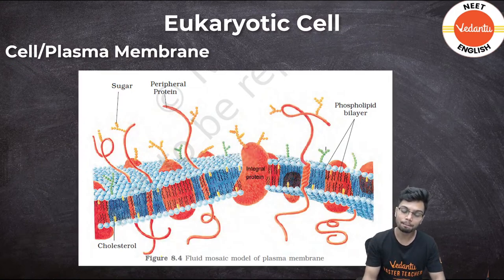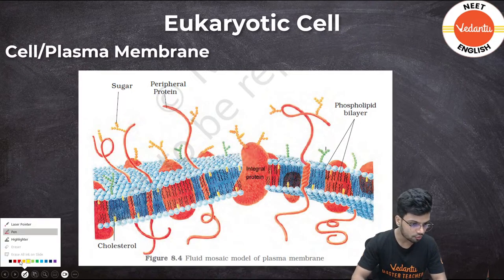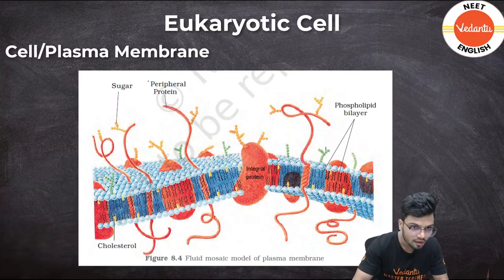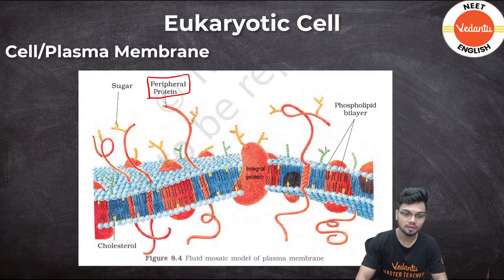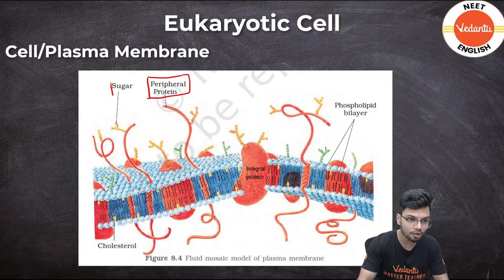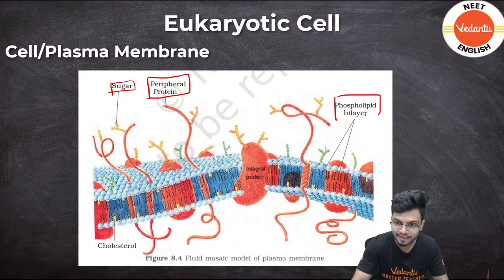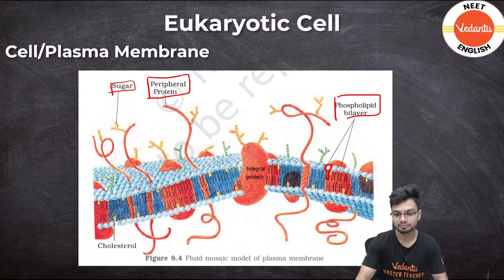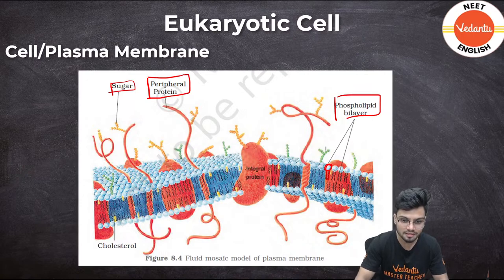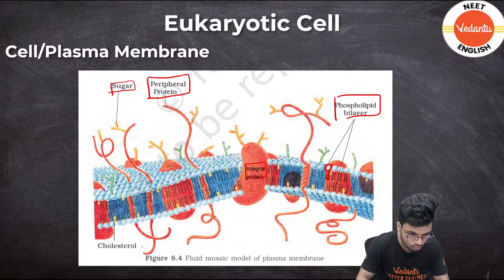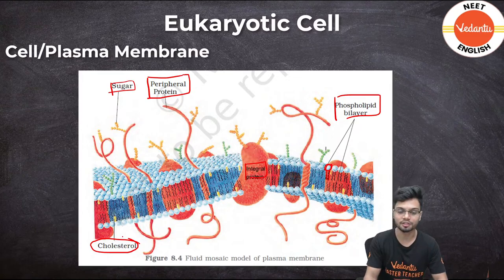Let's look at the structure of your plasma membrane. Peripheral protein, I told you, is present outside. Then we have sugar molecules here. Then we have the phospholipid bilayer, I told you, with the hydrophilic head outside and the hydrophobic tail inside. Now, does it look like an Indian road? Yes, sir, it looks like an Indian road. There is a lipid bilayer. Suddenly, when a protein is coming, boom! That is an integral protein present inside the plasma membrane. Then we have a normal road. Then we also have the stabilizing agent called cholesterol here. This is the structure of your plasma membrane.